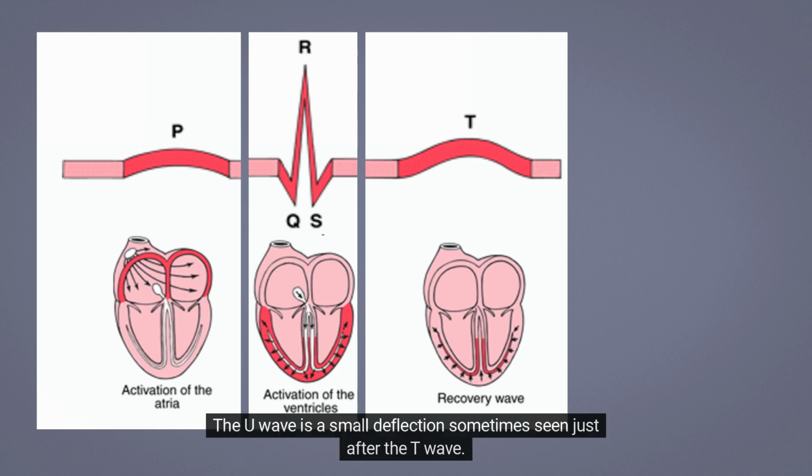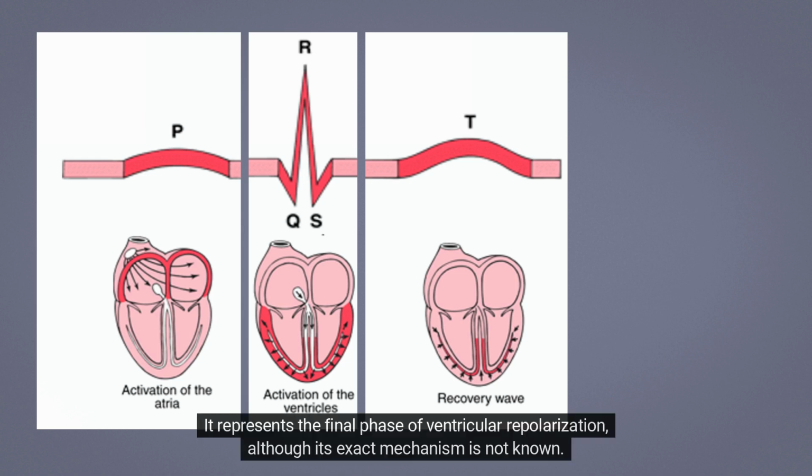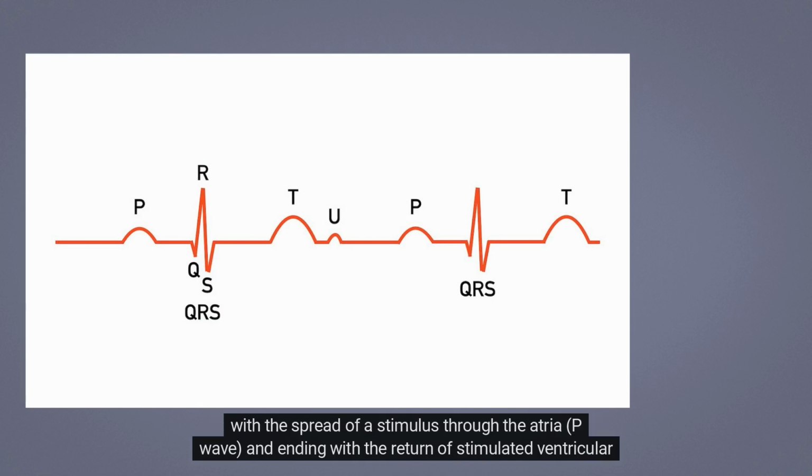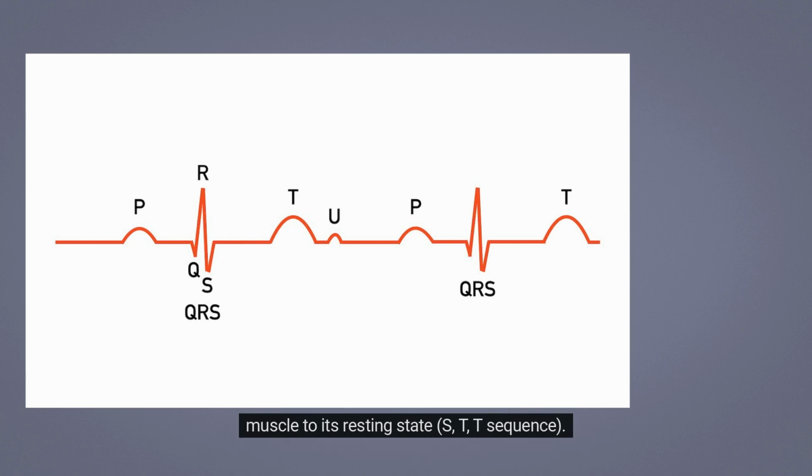The U wave is a small deflection sometimes seen just after the T wave. It represents the final phase of ventricular repolarization, although its exact mechanism is not known. The PQRST sequence represents the repetitive cycle of the electrical activity in the heart, beginning with the spread of a stimulus through the atria, P wave, and ending with the return of stimulated ventricular muscle to its resting state, ST T sequence. This cardiac cycle repeats itself again and again.